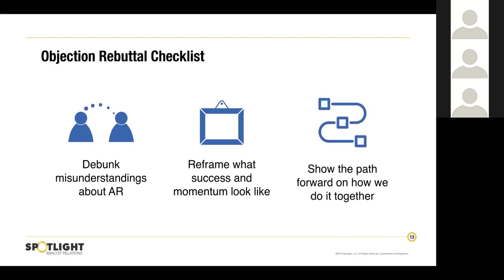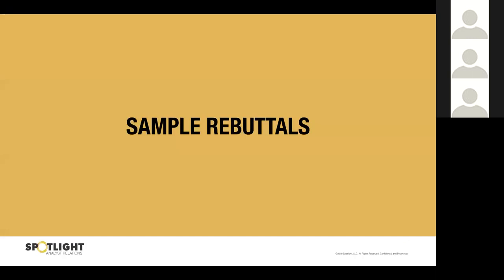And then finally, we have to show the path together, how to go forward. How do we do it together? How do we get there, right? You have to show a clear and distinct way of getting from A to B. So those are the three things that we found. Every great argument exhibits those. Let's go ahead and take a look at some samples. Let's give that rebuttal checklist a spin.